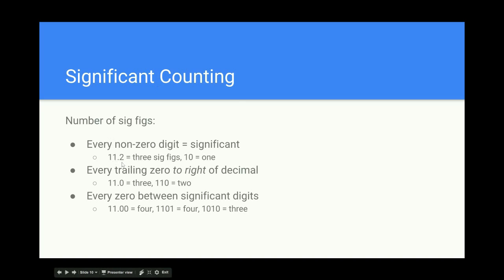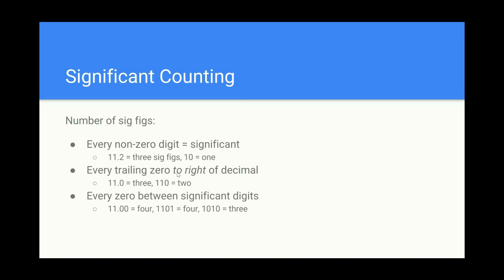For example, 11.2: 1, 1, and 2 are all non-zero, so they're all significant. There are 3 sig figs in that measurement. 1 and 0 makes 10. The 1 is significant, the 0 is not. It only has 1 sig fig.